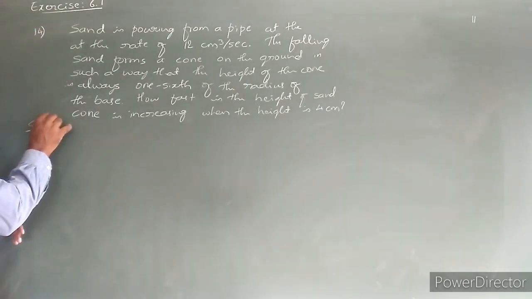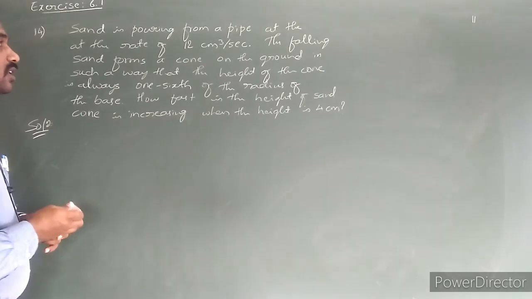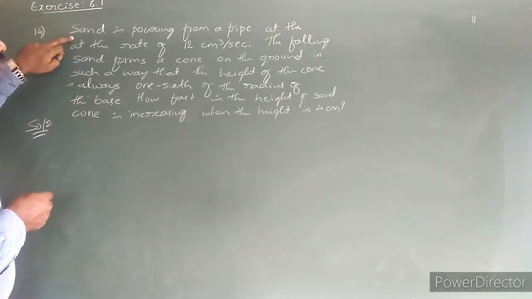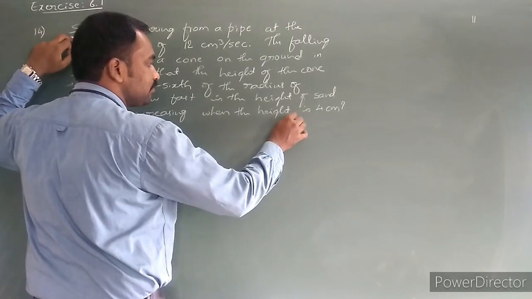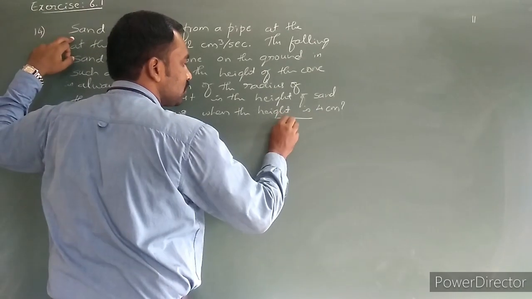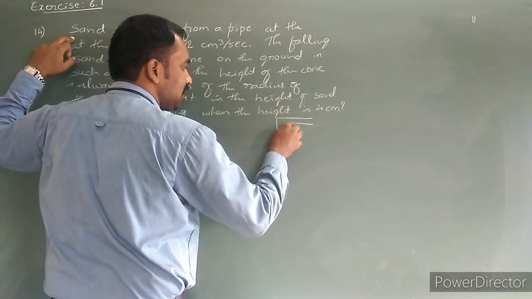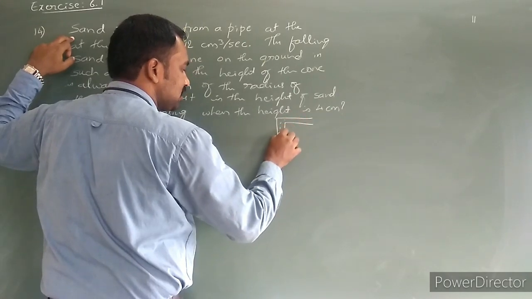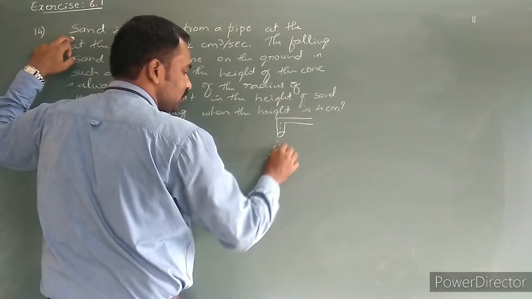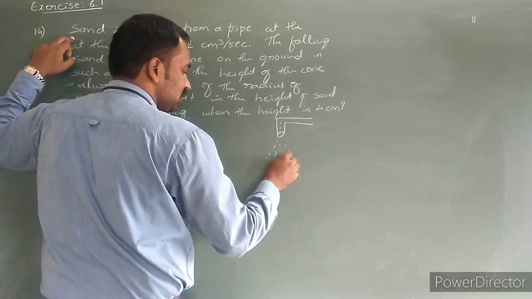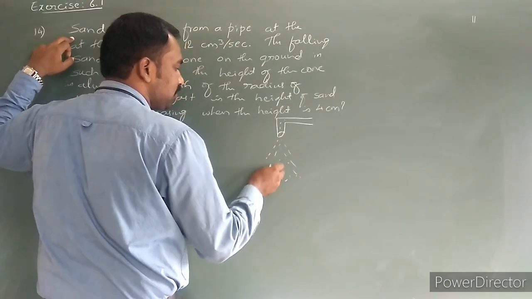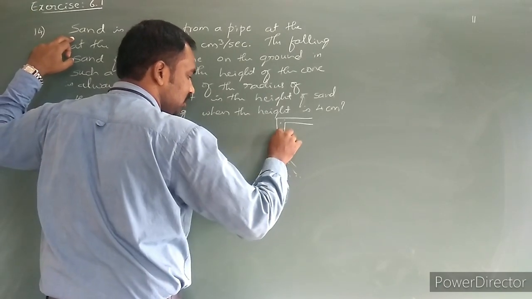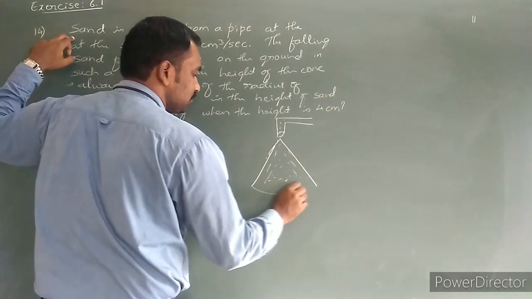Okay, solution. Regarding the cone, how it forms a cone, let's have a look. Sand is pouring from a pipe. Suppose a pipe is there. From this pipe, the sand is flowing. The sand is falling on the ground. What is the shape it forms? It forms a conical shape.